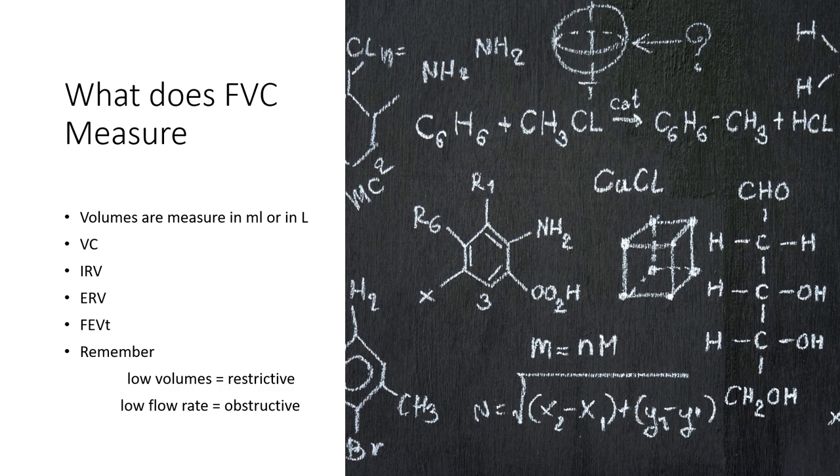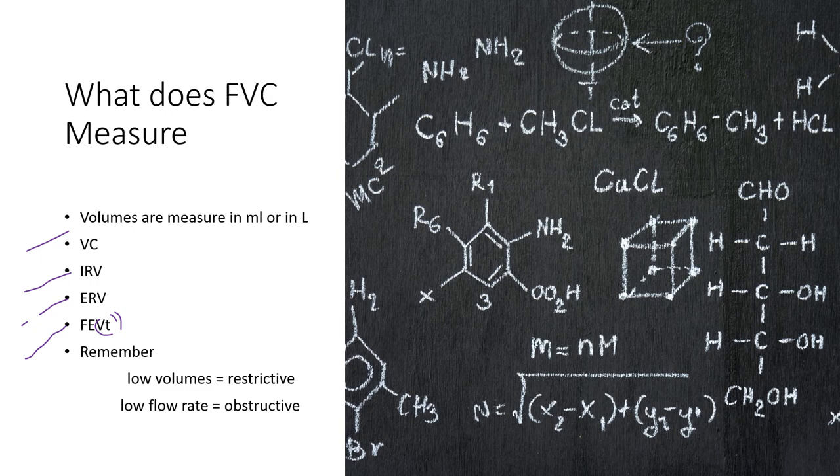So what does the forced vital capacity measure? Measurements are in mLs or in liters, depending on what we have the equipment set up for. It measures vital capacity, one of the big things we look at, which is how much volume the lungs have: inspiratory reserve volume and expiratory reserve volume. Remember, all of these are included in vital capacity. It also measures how long they exhaled, the forced expiratory volume time, where that little T is for time.